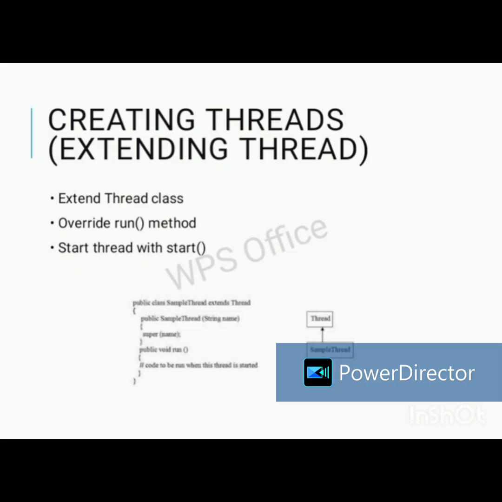It's important to note that if you call the run method directly, the thread won't run on a separate path. It will behave like a normal method call. Always use the start method to trigger true multithreading. While this method is easy to use, it limits flexibility because Java does not support multiple inheritance. That's why in more complex programs, developers prefer implementing Runnable.